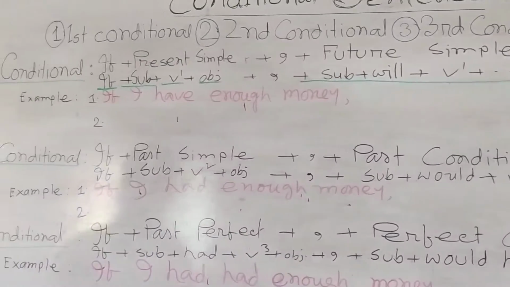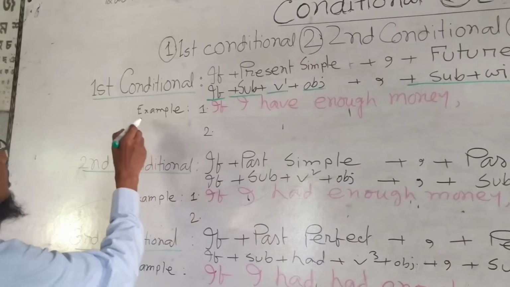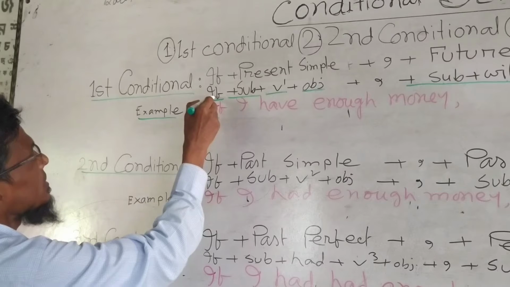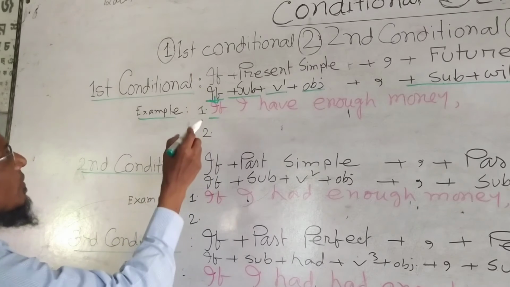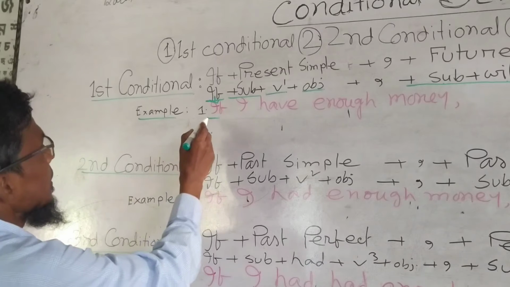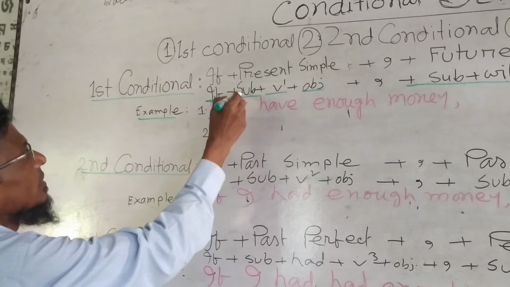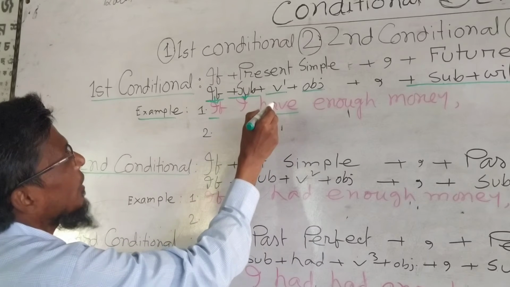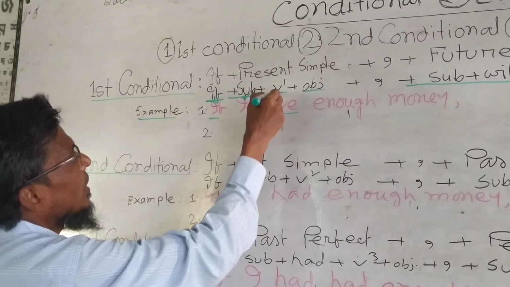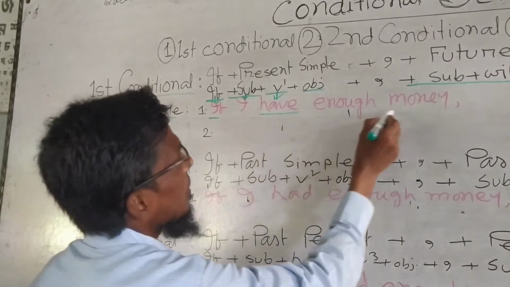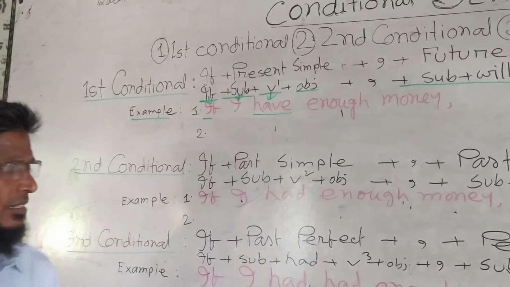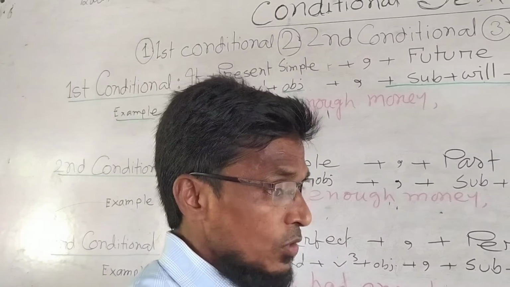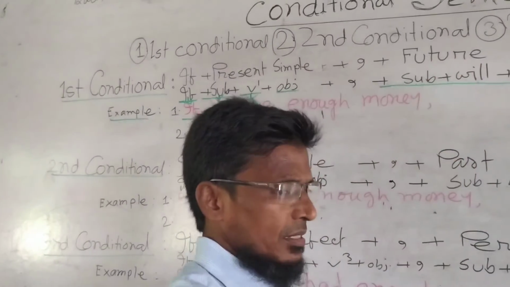Now, I give you an example. If, as according to the structure, first of all, if I, subject, have. According to the structure we have to put here have. I have enough money, I have a lot of money. Then the other part of the sentence, what will be here?